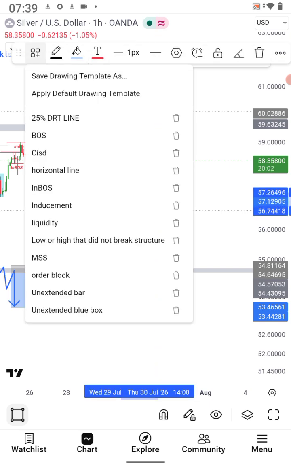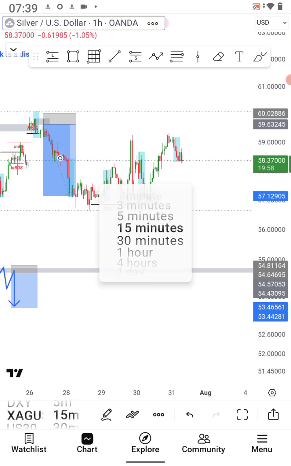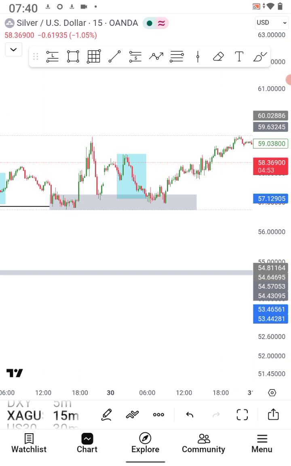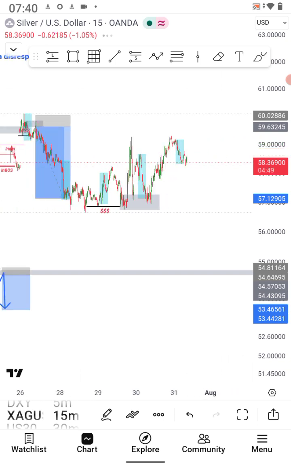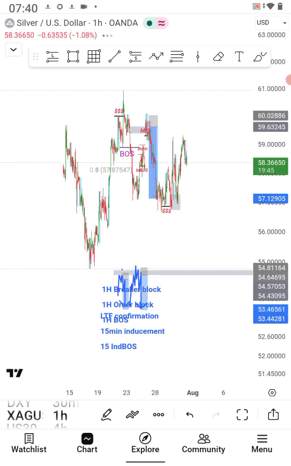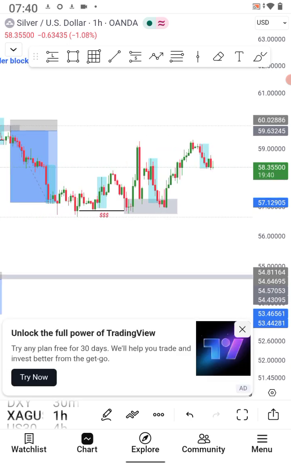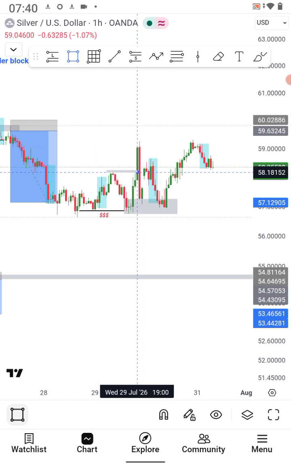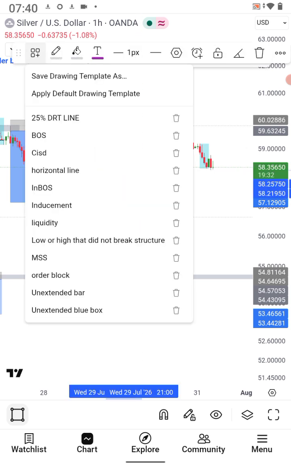Then I went to the 15 minutes time frame to look for my inducement and inducement break of structure. So I've not even marked my break of structure. It's very important to mark it. Let's go back to the 1 hour time frame. So let me mark my break of structure. Are you seeing it now? So this is the break of structure.